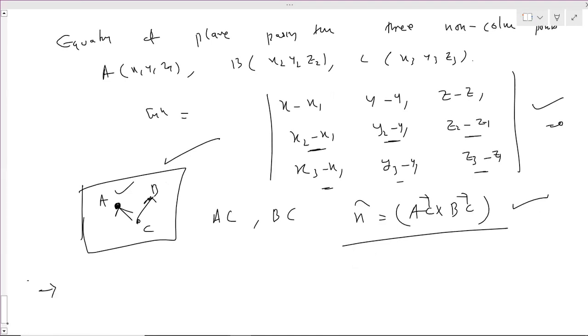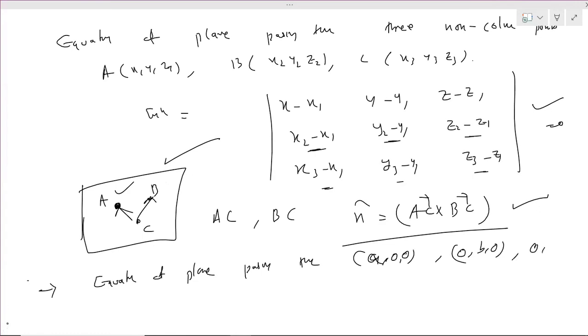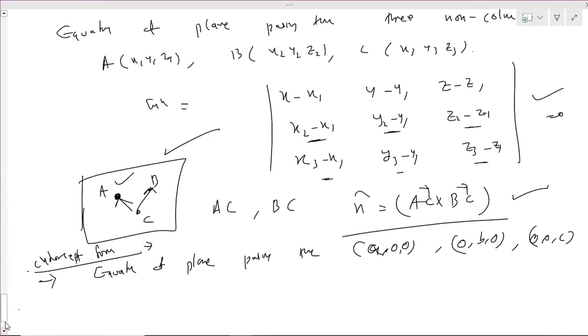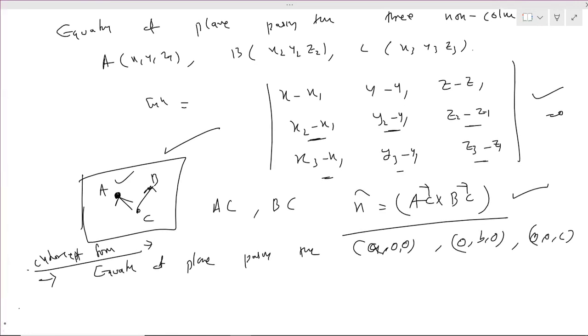Next is the equation of plane passing through A, 0, 0; 0, B, 0; 0, 0, C. This is the intercept form. Can anyone tell me the intercept form of a line in 2D, class 11th?